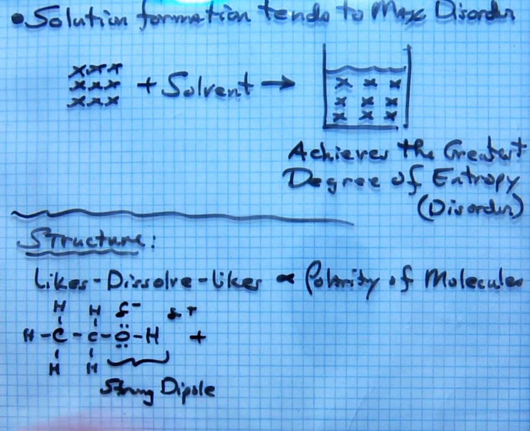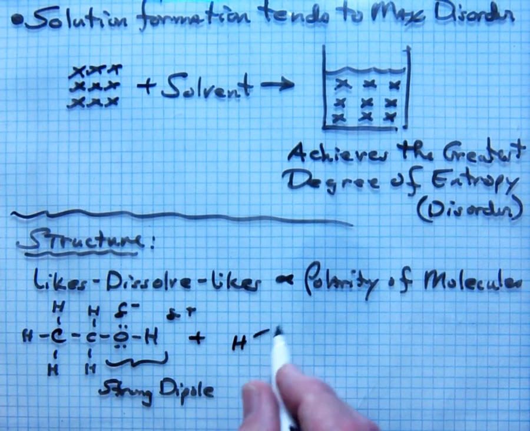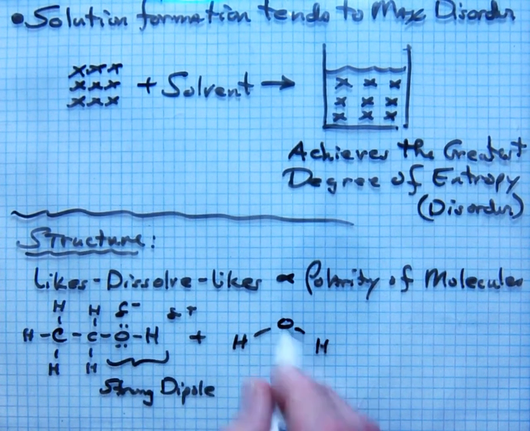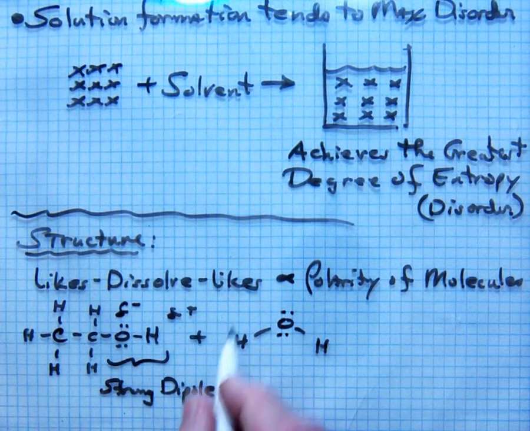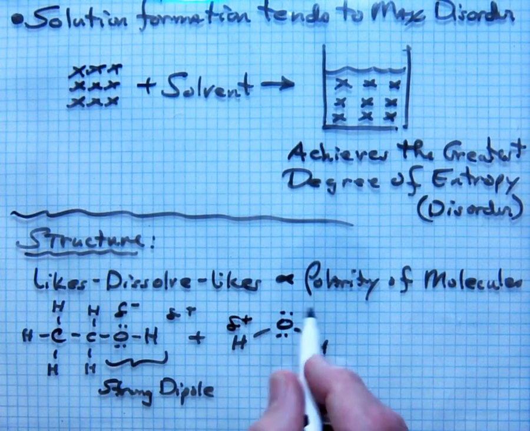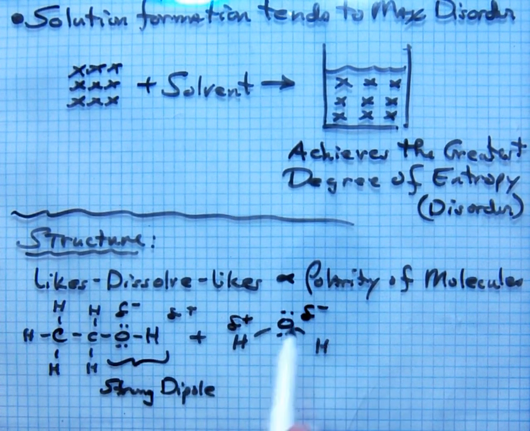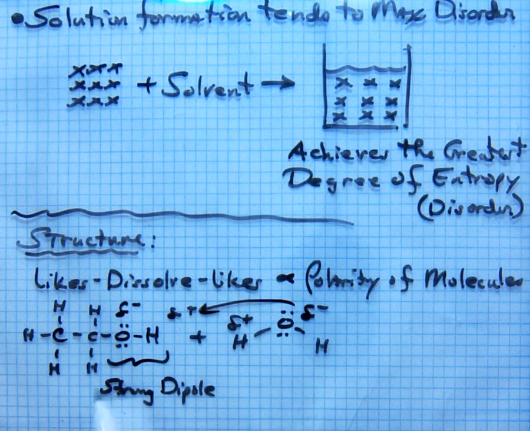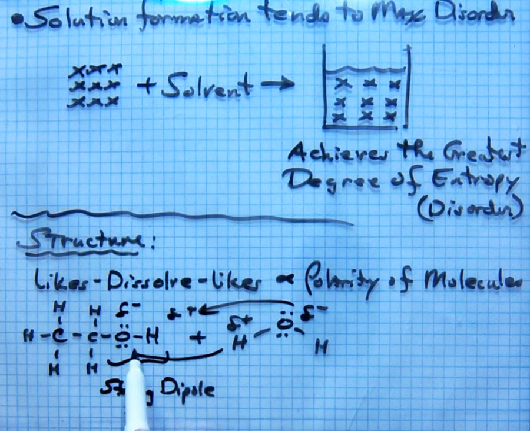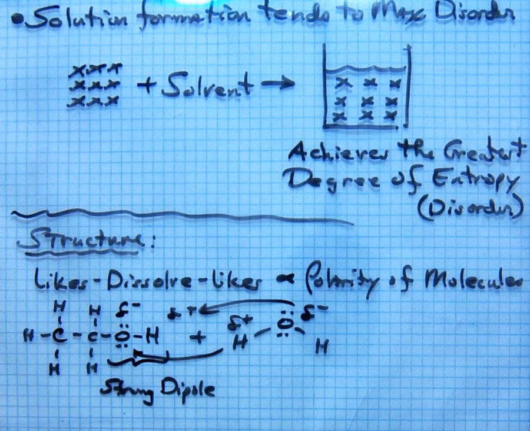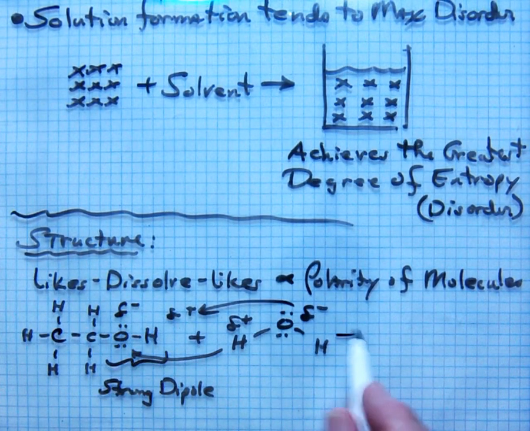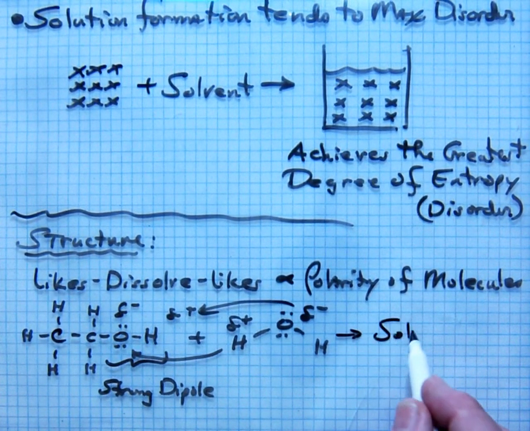Well, if you add something in there that has a negative and positive end also, of course the negative will be attracted to the positive and the positive attracted to the negative. Those interactions in this case would be hydrogen bonding, and so you would have a nice mixing of compatible molecules and it would generate a solution.